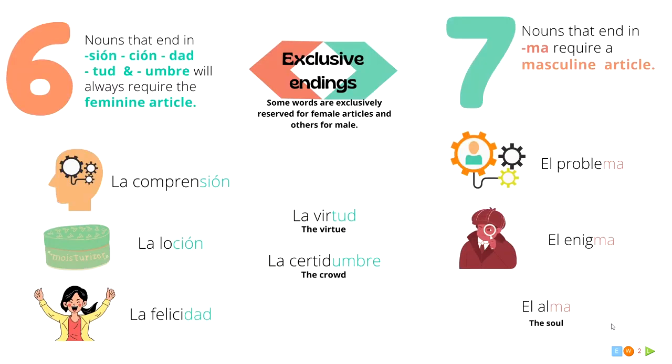Excellent. Now numbers 6 and 7 are what is called exclusive endings. Some words are exclusively reserved for female articles and others for male. So number 6, nouns that end in sión, dad, tud, and umbre. Let's do that again: sión, dad, tud, and umbre will always require the feminine article.